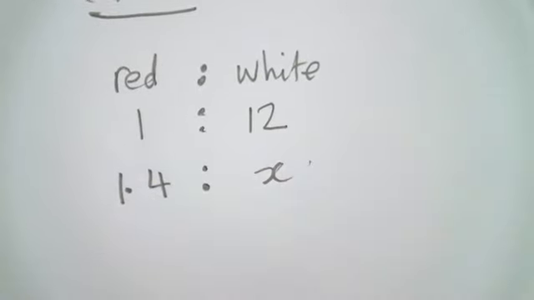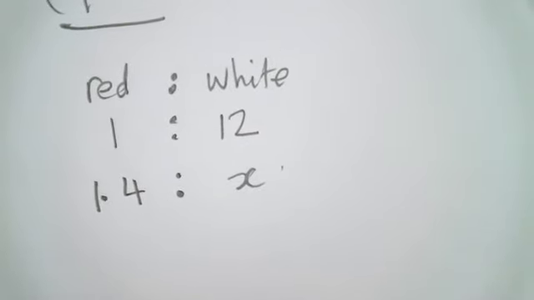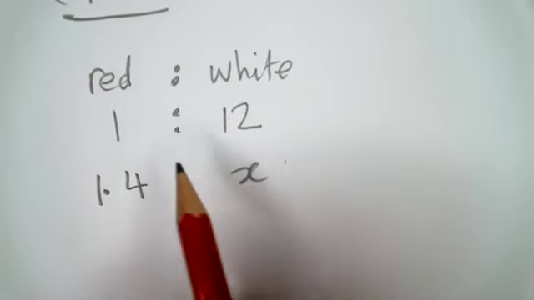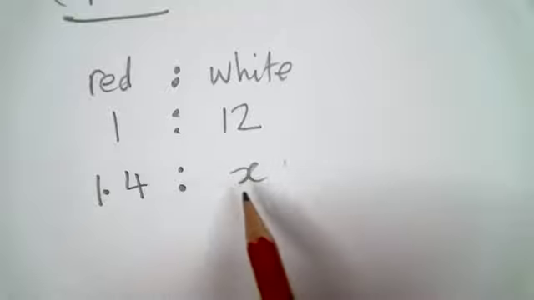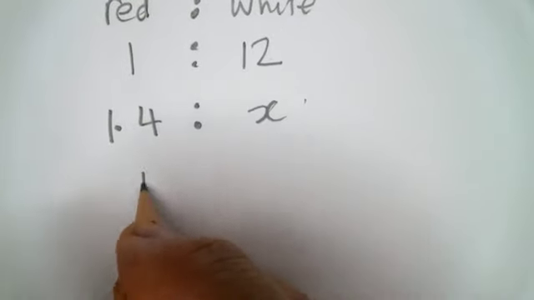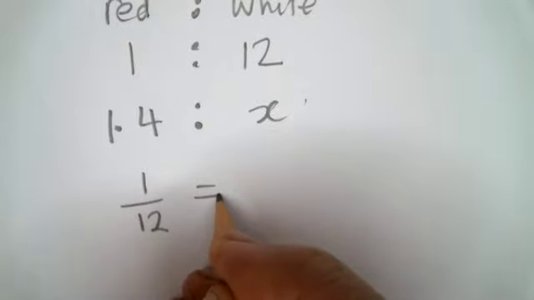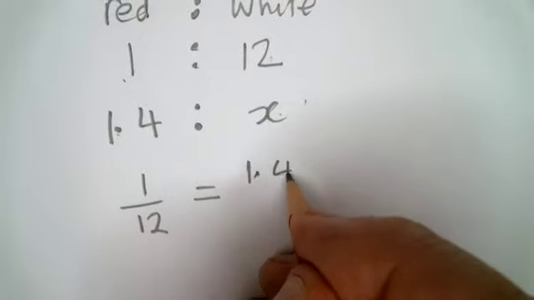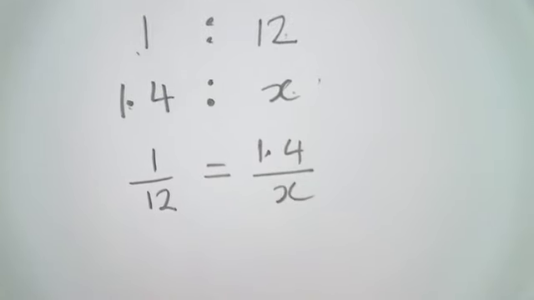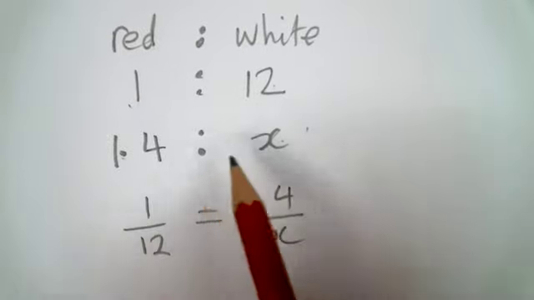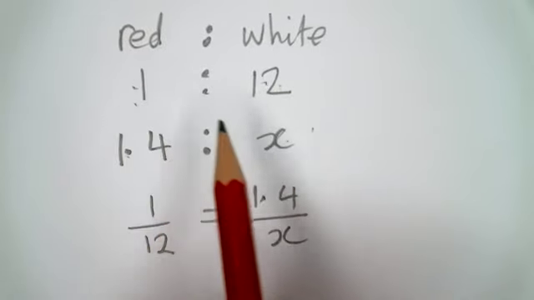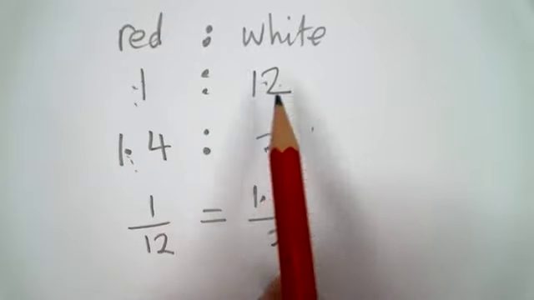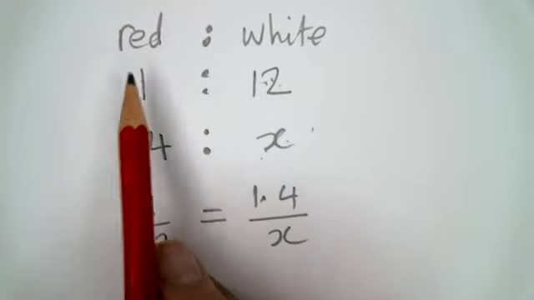So there's a whole bunch of ways you could do this, and you pretty much can't get it wrong, provided that you don't cross these over. So you could compare 1 and 12 with 1.4 and x. Let's try that. 1 and 12 with the same way round, 1.4 and x. Okay, that's one way of doing it. You could also compare the other way around. You can go 12 and 1 and x and 1.4. Same thing. You could go 1 and 1.4 and 12 and x. Or 1.4 and 1 and x and 12.